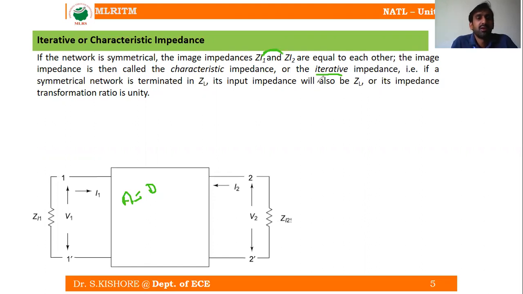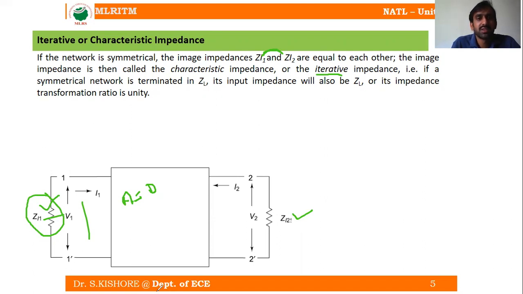If the network is terminated with the impedance Zi2, then the input impedance is also going to be Zi2, right? So if the network is terminated from port 11' with the impedance Zi1, then the input impedance looking from port 22' is going to be equal to Zi1. That means Zi1 is going to be equal to Zi2.